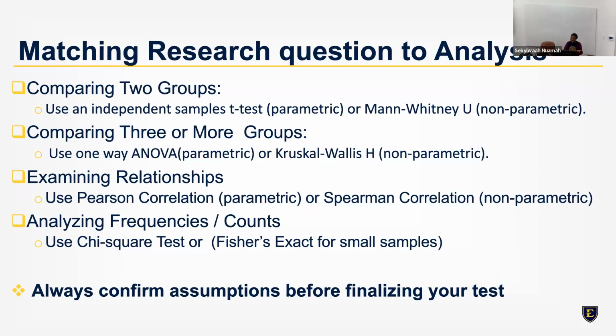And if I'm talking about relationship, then I'm using what? Correlation, Pearson correlation, sorry, for the parametric. And if I'm using the non-parametric, we are using the Spearman correlation. Likewise, we do for the count. But always, the number one thing is to confirm assumptions before deciding on the test to use, or else you end up wasting time and being confused.